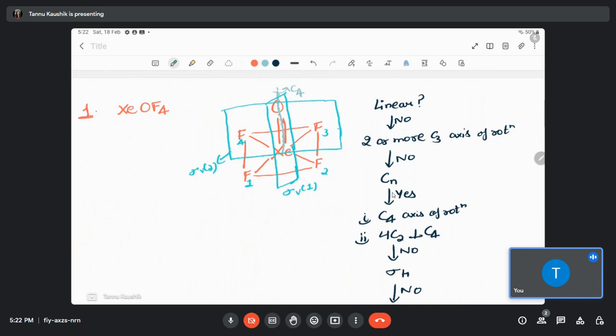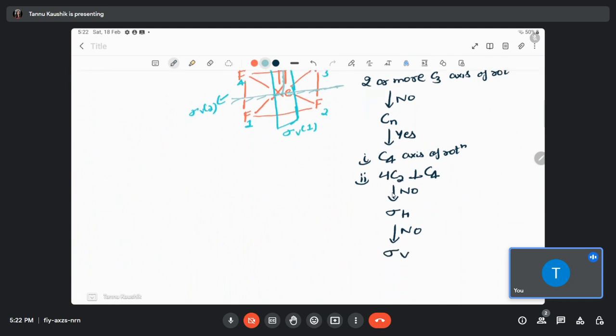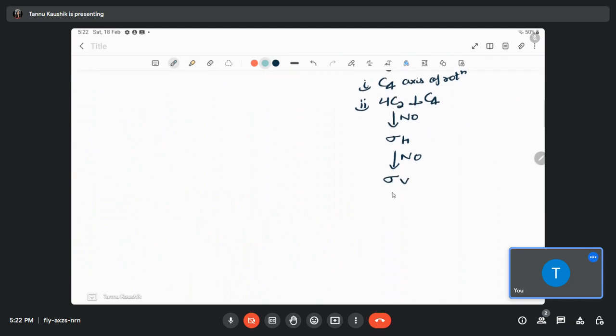I can show it in another way also, this plane, which will be easier for you to visualize, this way. Okay, so we have sigma v planes.